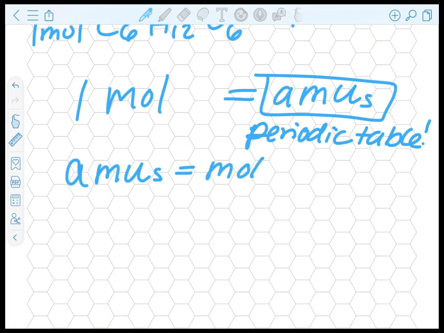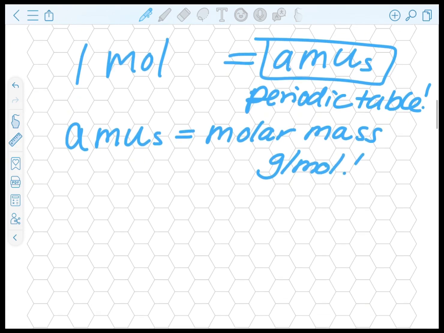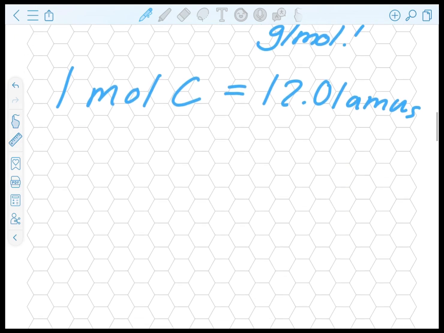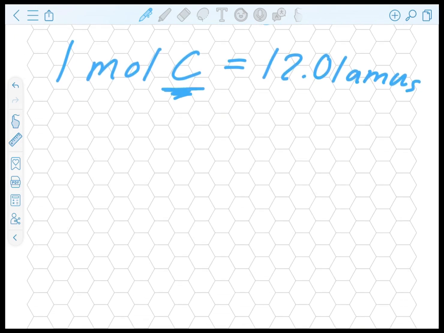Now, here's the nice part about molar mass. Molar mass and AMUs are equivalent. So let's say we want to find the molar mass of a mole of carbon. We just go to the periodic table, and we see that carbon is 12.01 AMUs. This is the same situation for every element. The AMUs is equivalent to 1 mole of that element. Since AMUs and molar mass are equivalent, a mole of carbon is 12.01 grams.